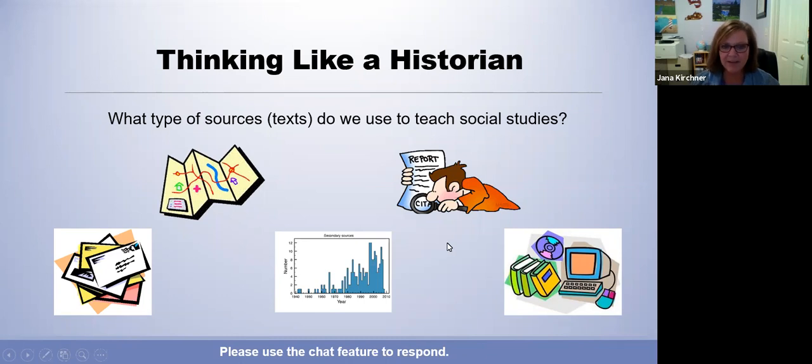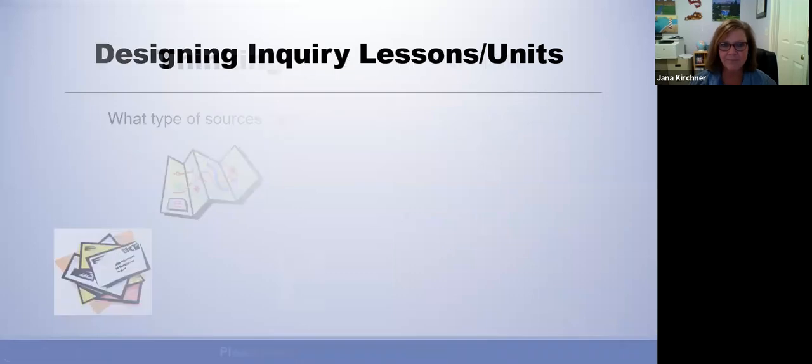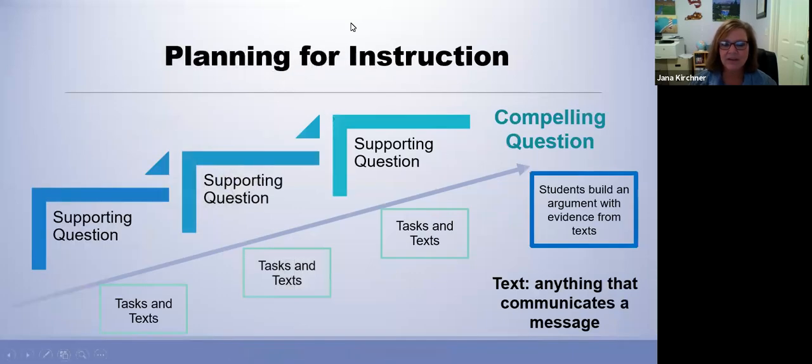Okay, so let me go back to that one more time, that graphic. Sorry for the clicking for just a second. So if we think of text in social studies, think about all those things that you just put in the chat box. So we're building a unit based on a compelling question where students make an argument, but throughout our planning, we're going to include a variety of opportunities for students to answer smaller, narrower questions using a variety of texts. So one day we might use something from a textbook.